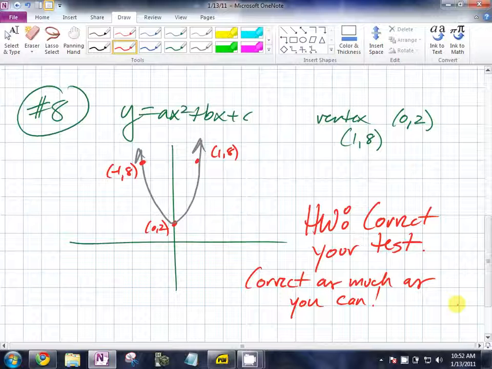How about A and B? That's what you have to figure out. So you know that C is 2. A and B is what takes a little while. Okay? Separate sheet of paper. Corrections on a separate sheet.